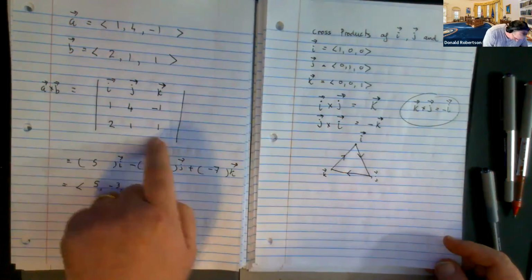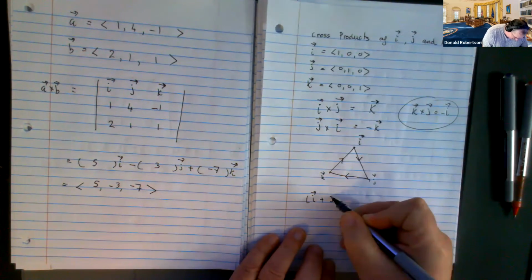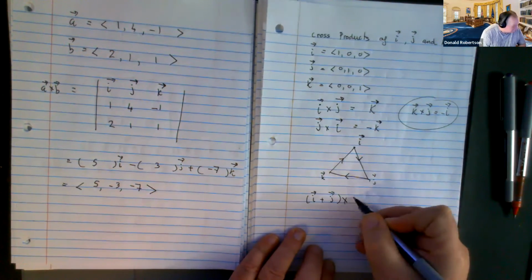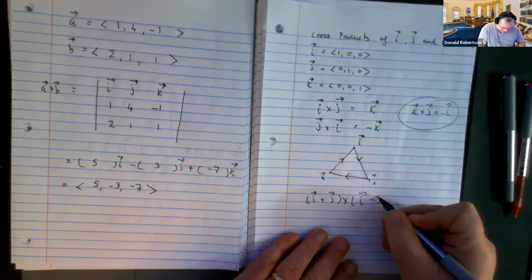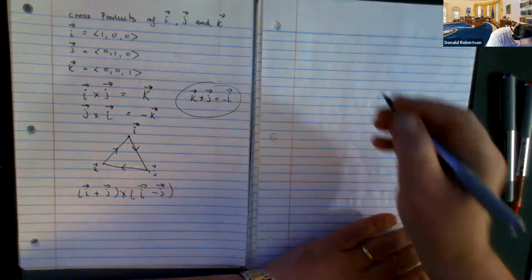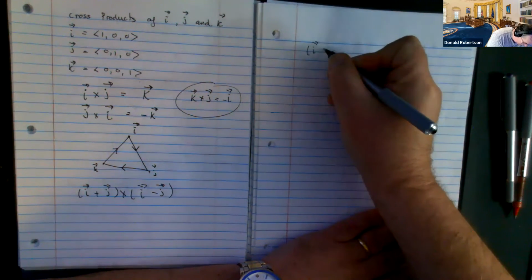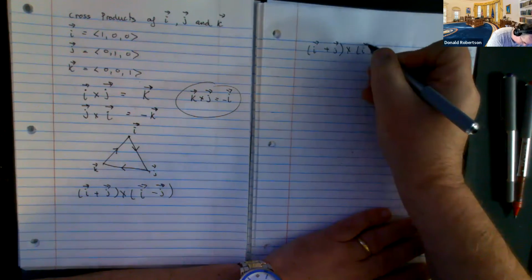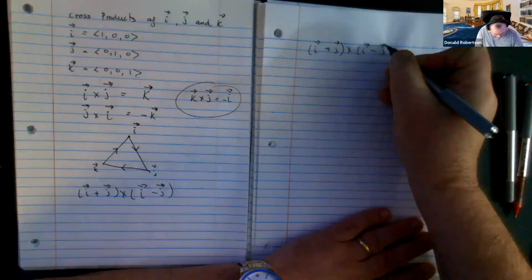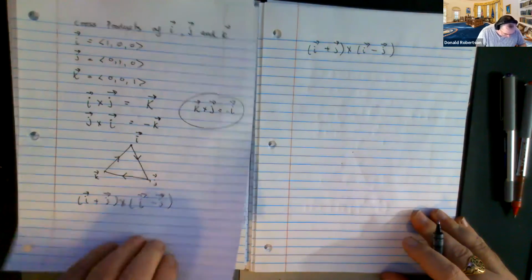They also ask you to do something like this: i plus j cross i minus j. And this is essentially the algebra of cross products. It's actually the algebra of vectors as well. So I'll write it up here because I need more room. I'm going to do what the answer to that is without actually writing it in component form.